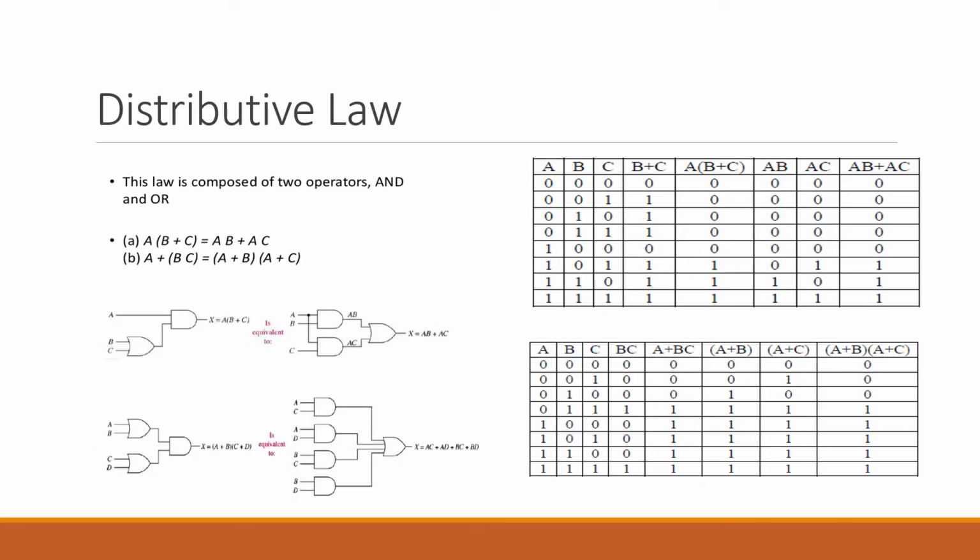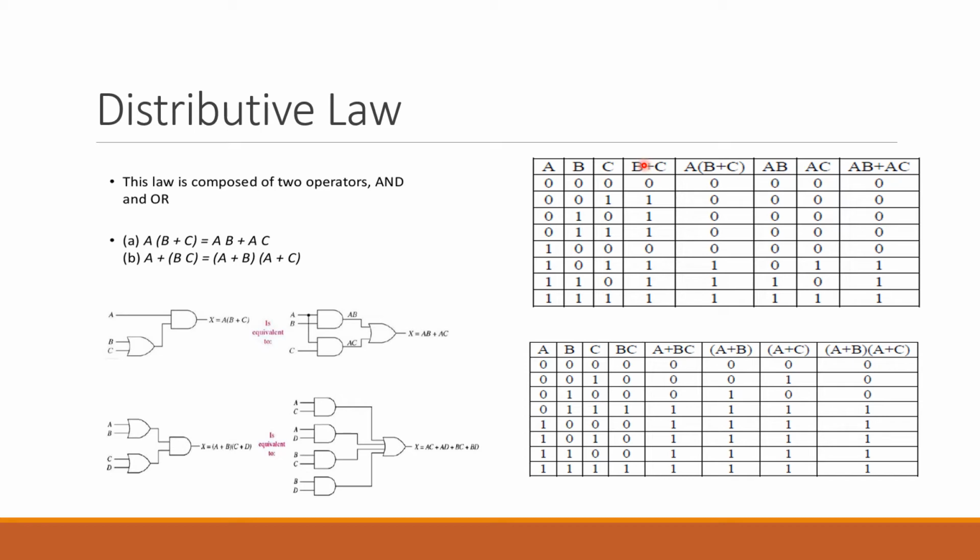Distributive law. This law is composed of two operators, and, or. First law is a open bracket b plus c close bracket equal to ab plus ac. Second law is a plus open bracket bc close bracket equal to open bracket a plus b close bracket open bracket a plus c close bracket. This is the circuit diagram for the first law and this is the circuit diagram for the second law. This is the truth table for the first law and this is the truth table for the second law.